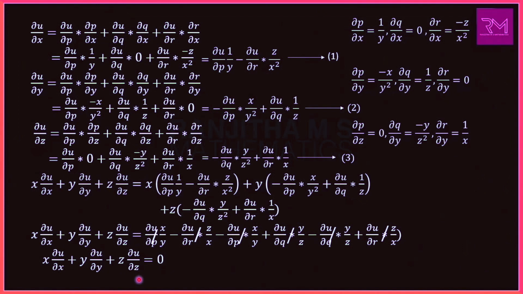Hence, we can conclude that x into del u by del x plus y into del u by del y plus z into del u by del z is equal to 0. This completes the problem.